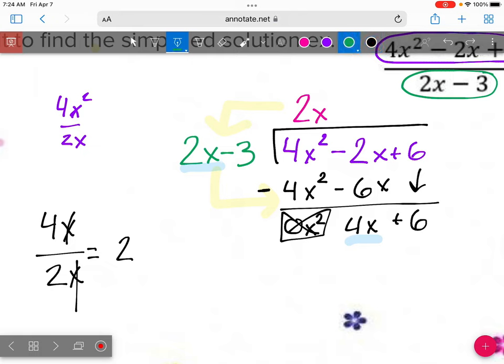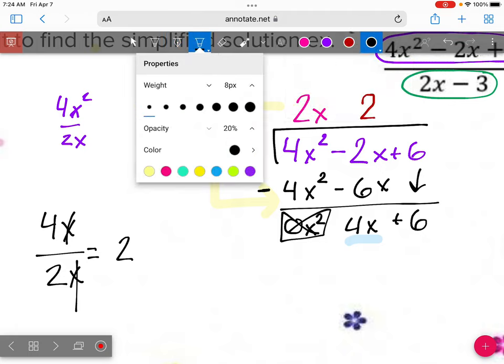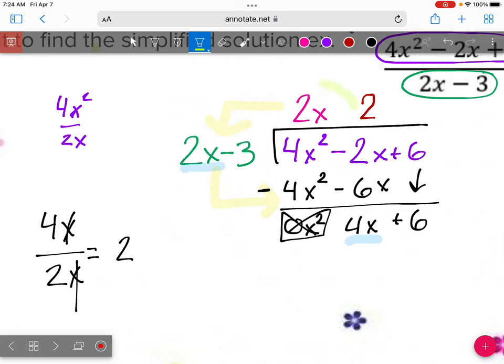I'm going to write that up here. I need a different color. There we go. Positive 2. And we do the same process as last time. We're going to multiply it by this whole term and put it under here.